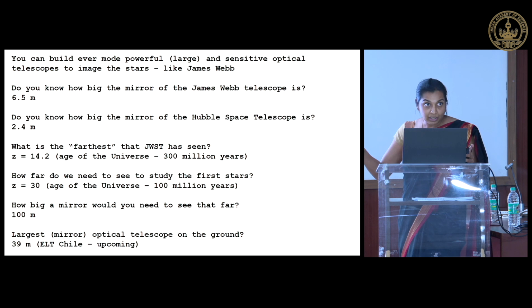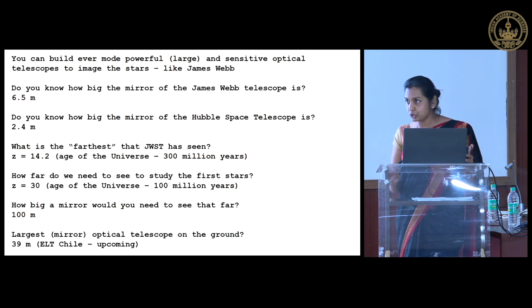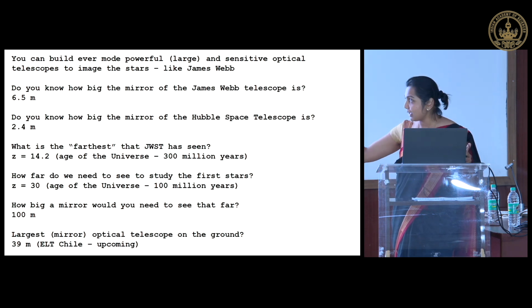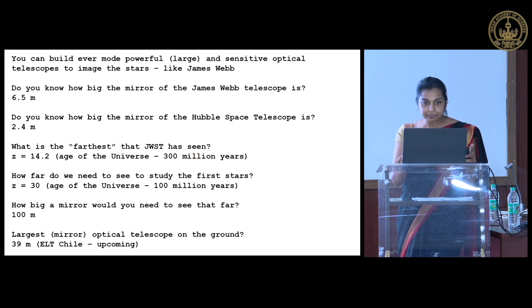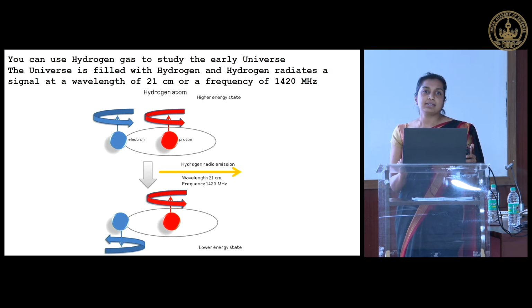On Earth, on ground, there's an upcoming telescope called the Extremely Large Telescope, ELT, in Chile. And that on Earth, with all the logistics that you can do, has a mirror that will be of 39 meters. Okay, so it's more or less impossible to actually image those very first stars and galaxies. So we use something else instead.